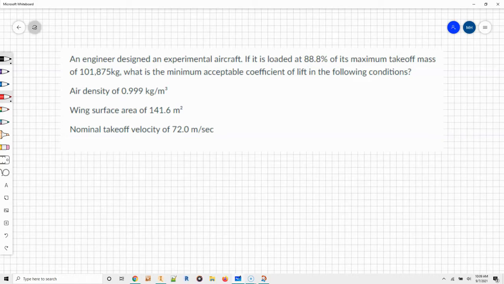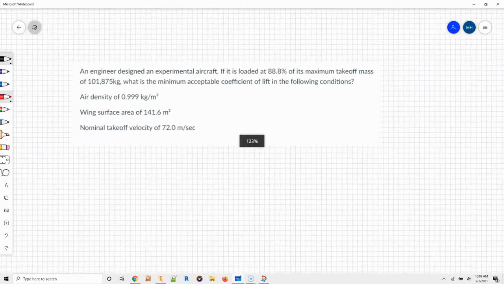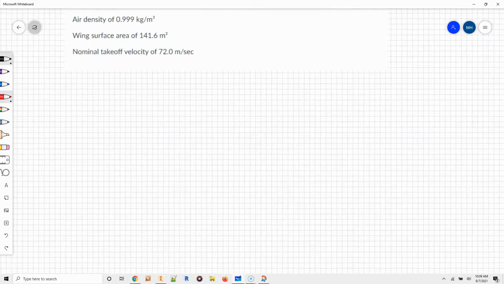If the air density is 0.999, the wing surface is 141.6 square meters, and the nominal takeoff velocity is 72 meters per second. So we have some things to do before we can even get started. First, we're just going to follow GUESS. We're going to move straight through this.